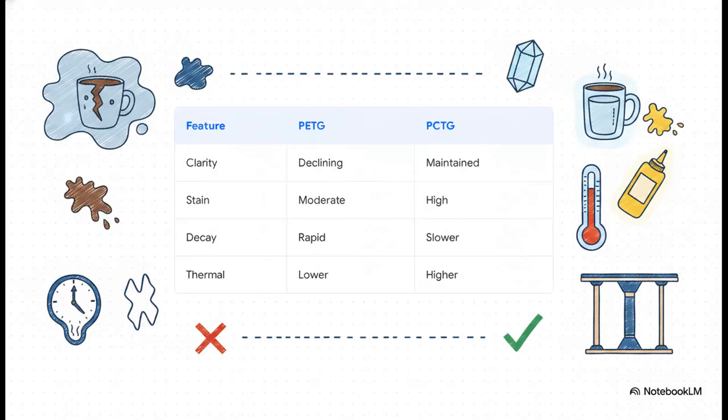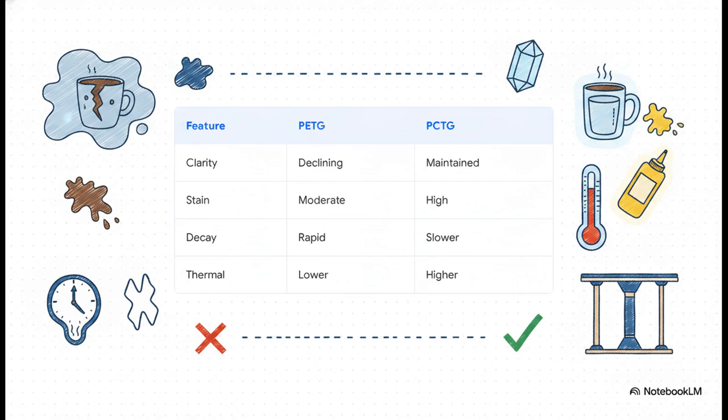Now, what's really interesting about this is what happens when we contrast PETG against a modified polymer called PCTG. We're not just talking about a slightly better version here. PCTG is a structurally superior class of material. Where PETG loses optical clarity and gets stained super easily, PCTG stays crystal clear and actively fights off stains from stuff like coffee and mustard. But here is the critical part. PCTG has a much higher glass transition temperature.